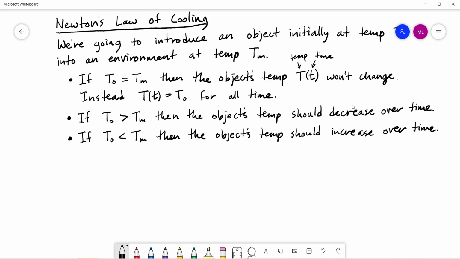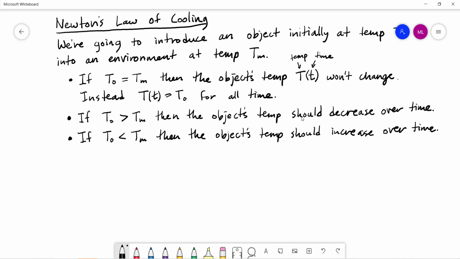Well, in this case, we know because the temperature is decreasing, the rate of change must be negative. That would be what would be required for the temperature to go down. In this other case, the rate of change must be positive because the temperature is increasing over time. But is the rate of change going to be constant?